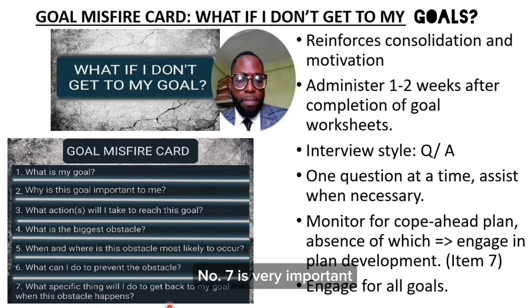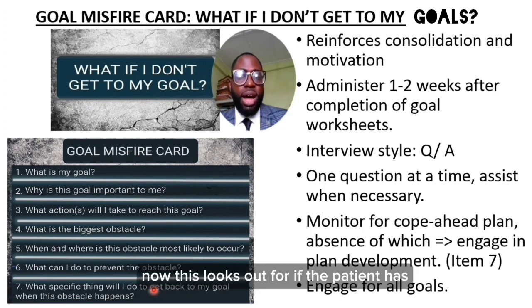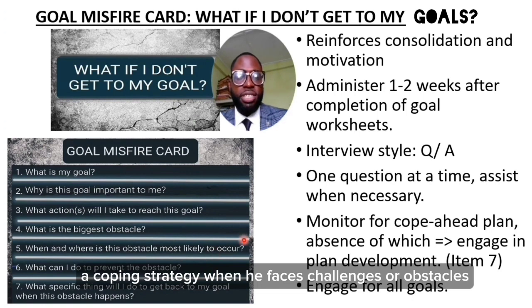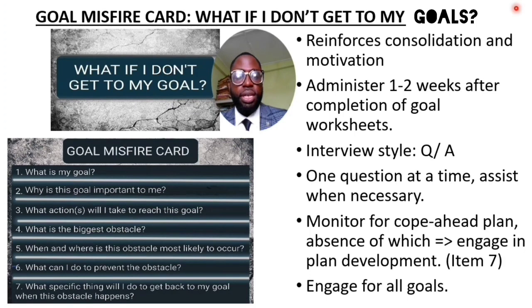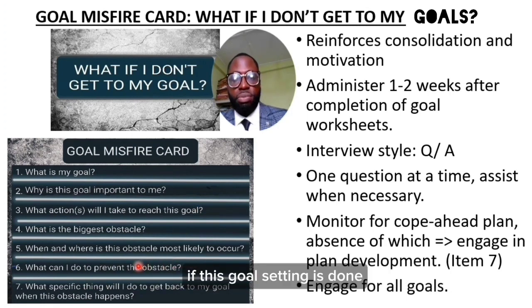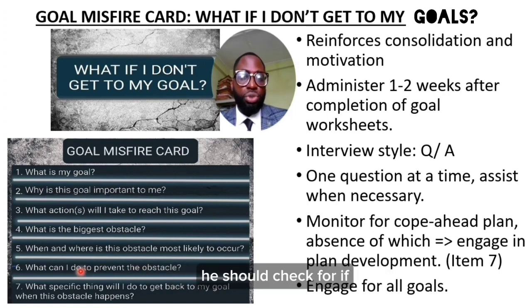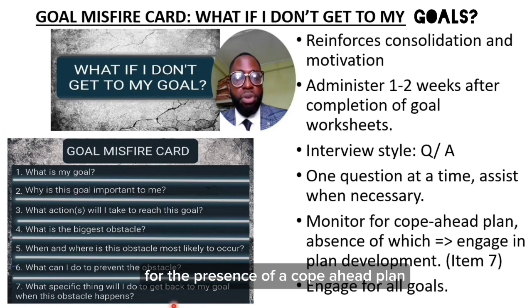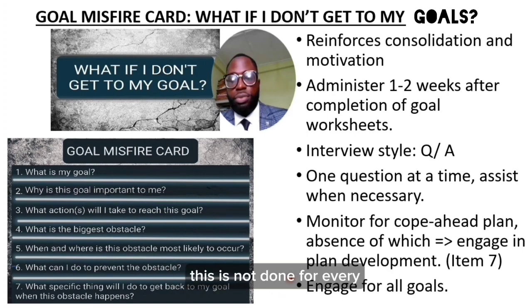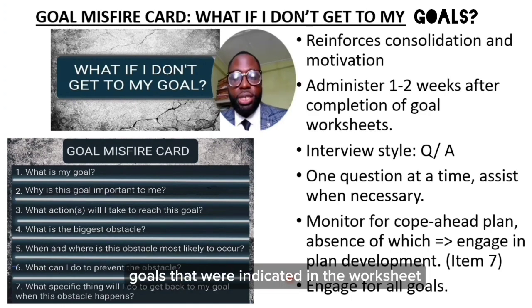Number 7 is very important: what specific thing will I do to get back to my goal when this obstacle happens? This looks out for whether the patient has a coping strategy when he faces challenges or obstacles. If there is no cope-ahead plan, the case manager should assist in coming up with one. If this goal setting is done by an index person without any help, he should check for the presence of a cope-ahead plan. Maybe I face this obstacle tomorrow, what do I do? So the plan should be written down. This is done for every goal that was indicated in the worksheet.